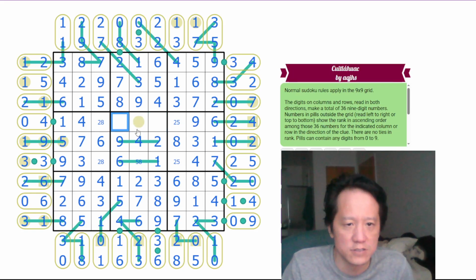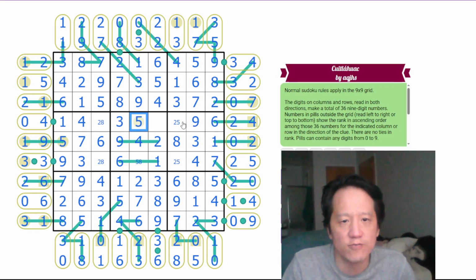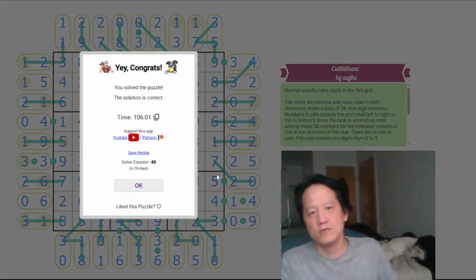So what is this digit? This digit is a 3. This could be 5 or 8, but it cannot be an 8 because it's an odd digit. So that's 5, which makes this 2, which makes that 8, which makes that 2, which makes that 5. So this is 8, and this must be a 7. Woo!